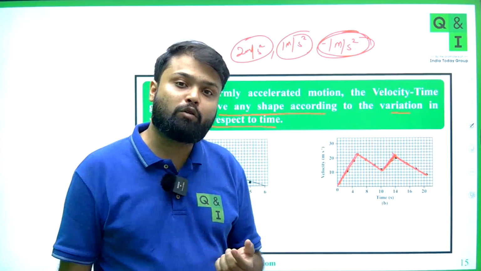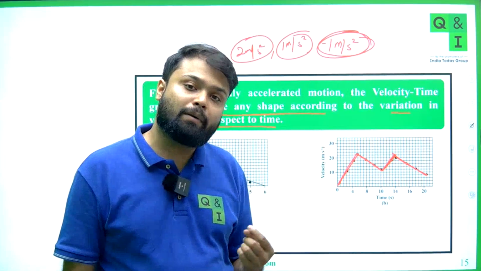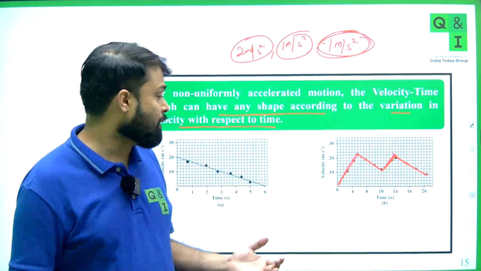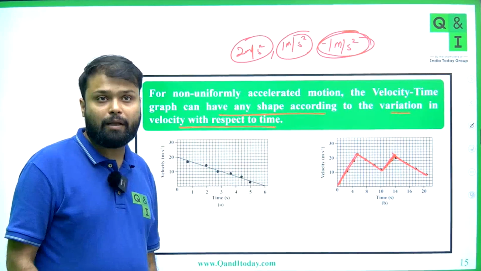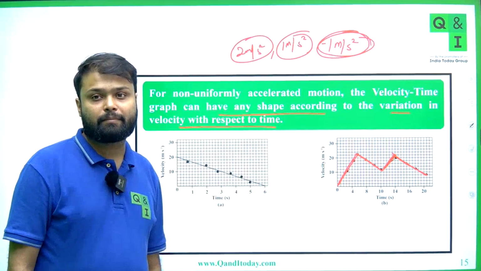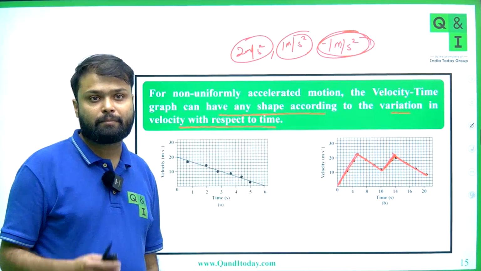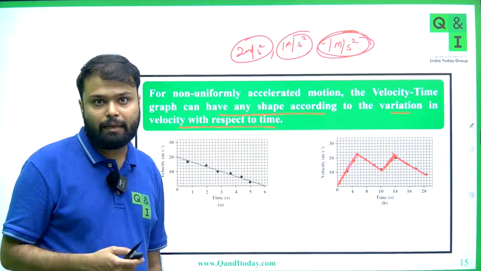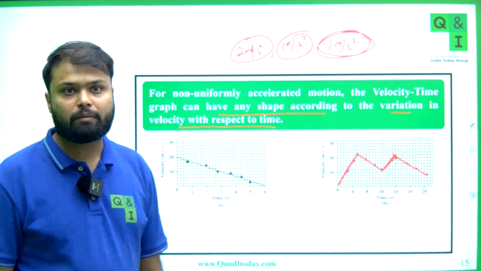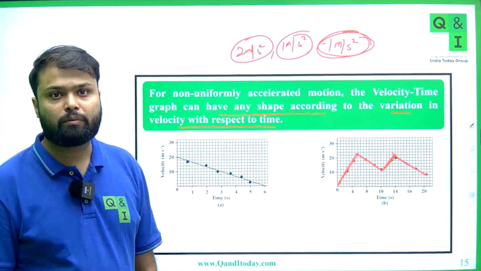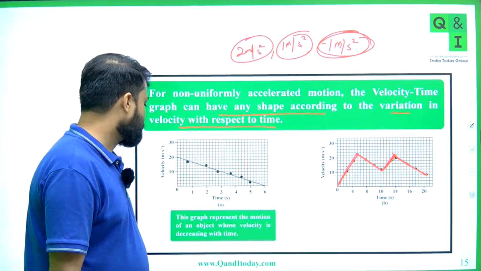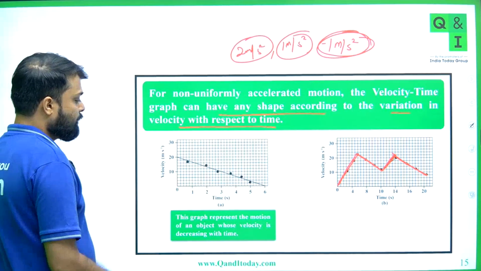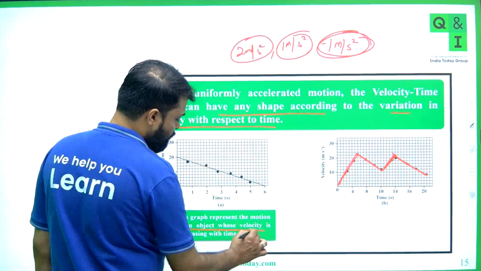But for uniformly accelerated motion, change in velocity will be equal in equal time interval. So there is a straight line, but here we can't say any particular shape. Now clear? Yes, sir. Everyone, tell me, is this clear or not? Shubhanshu, is this clear to you? Okay, very good.